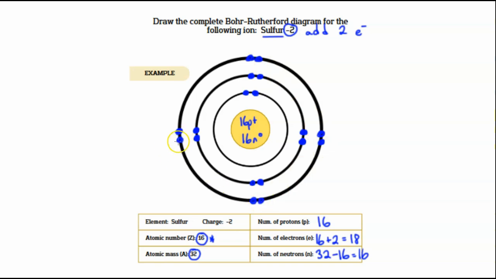Now, one other thing we want to do when we have an ion is we want to show that it has a charge on our Bohr-Rutherford diagram. So we're going to do these big square brackets, and at the top right corner, we're going to write this has a charge of -2.